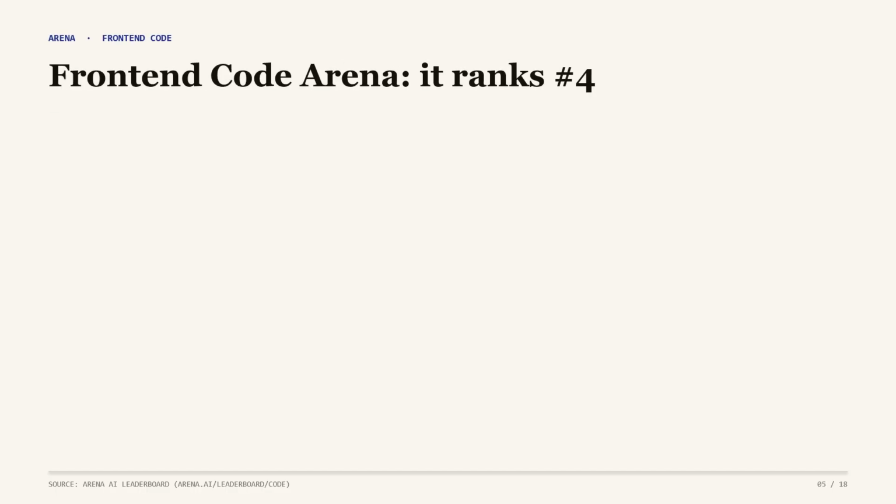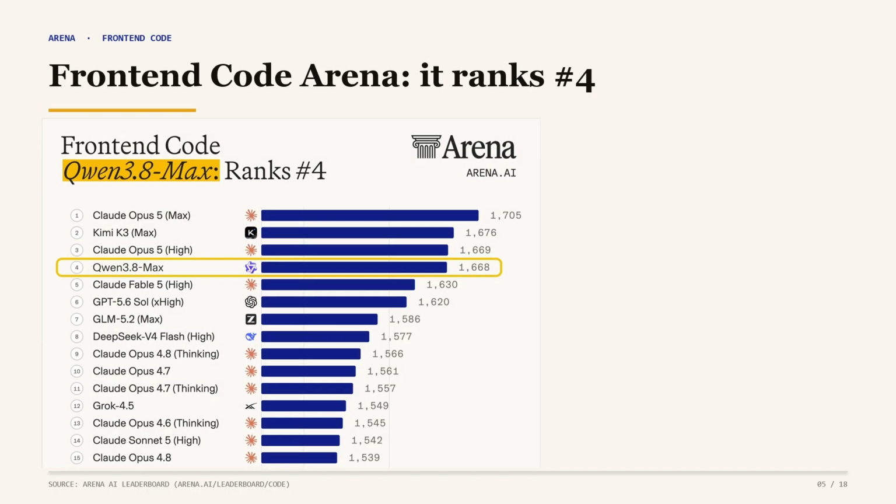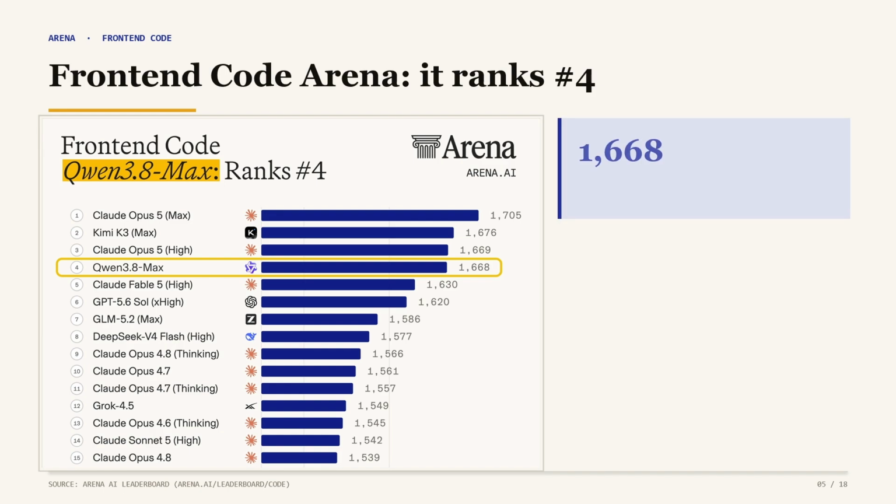So this is Arena's own chart. I've not redrawn it. This is exactly what they published. This board is about building two web pages. Two models build the same thing and a person picks the page they prefer. Qwen 3.8 Max is number 4 with 1668. Now look one row up, Claude Opus 5 at the high setting scored 1669. 1 point, that is the gap, and below it the gap opens up fast.